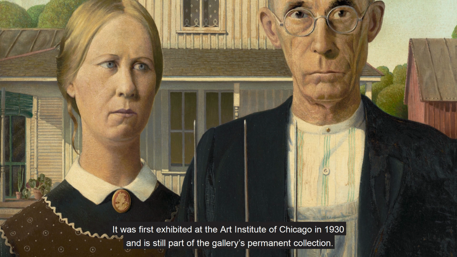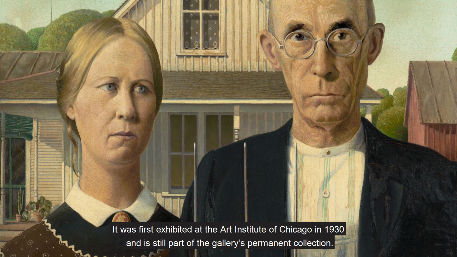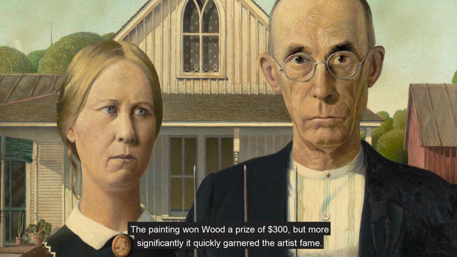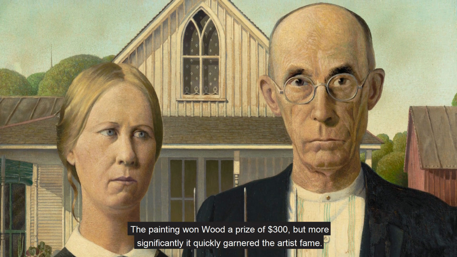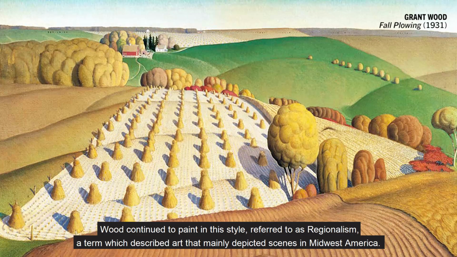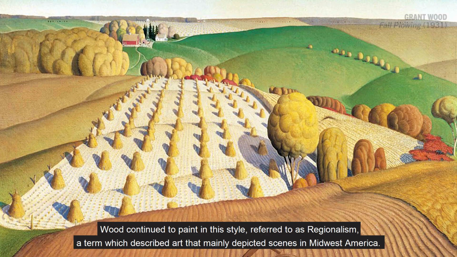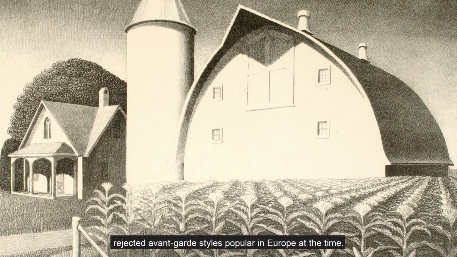It was first exhibited at the Art Institute of Chicago in 1930 and is still part of the gallery's permanent collection. The painting won Wood a prize of $300, but more significantly, it quickly garnered the artist fame. Wood continued to paint in this style, referred to as regionalism, a term which described art that mainly depicted scenes in Midwest America. Like the Neue Sachlichkeit movement, regionalist art, which developed at the beginning of the 1930s, rejected avant-garde styles popular in Europe at the time.